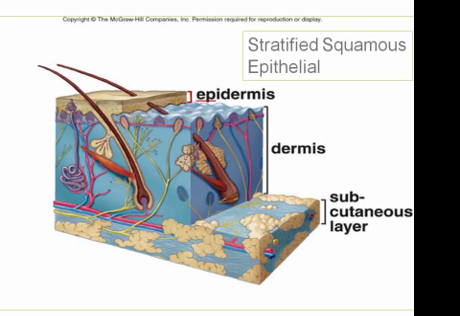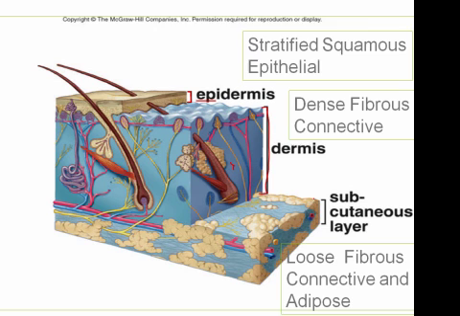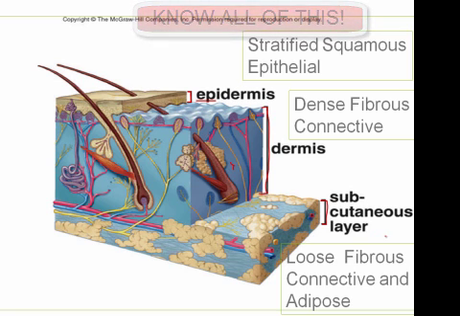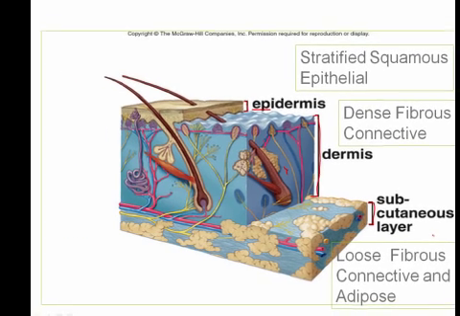The next layer is the dermis. The dermis is made of dense fibrous connective tissue, and then there are a number of different structures that we'll identify in just a moment that are embedded in the dermis. And the lowest layer, the subcutaneous layer, is not actually part of the skin. It is included here in our diagram, but the subcutaneous is some loose fibrous connective tissue and some adipose, and this simply connects the skin to some of the underlying muscle tissues.